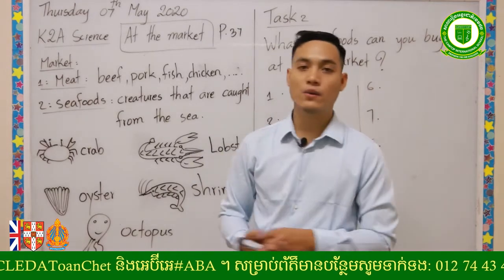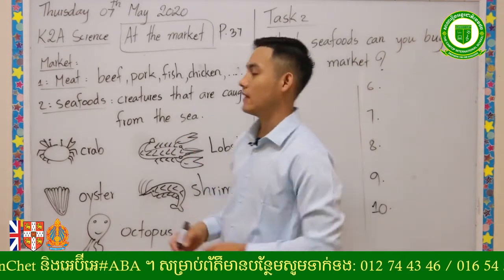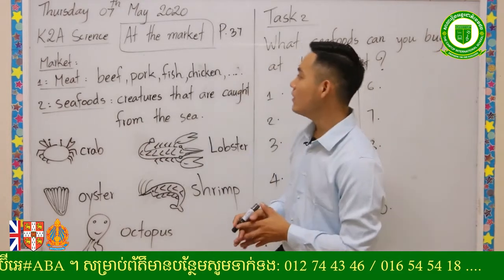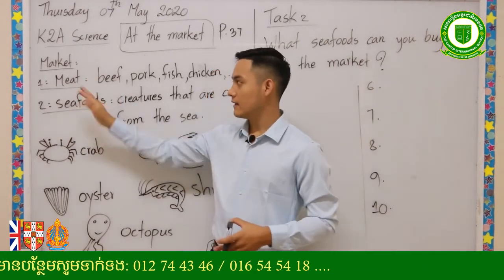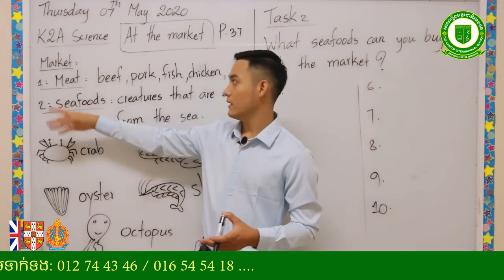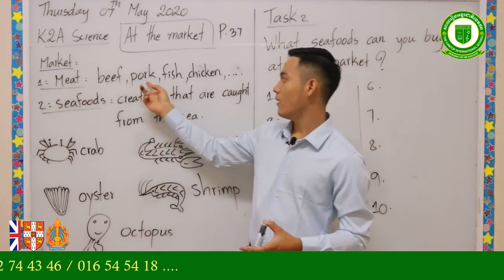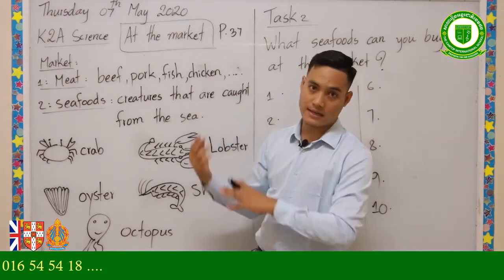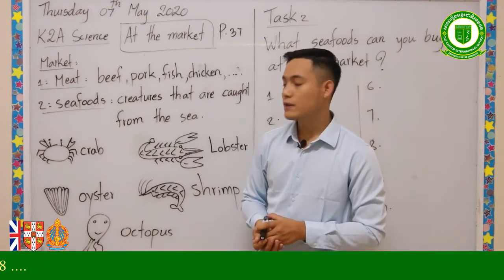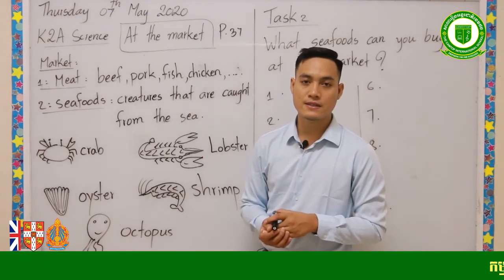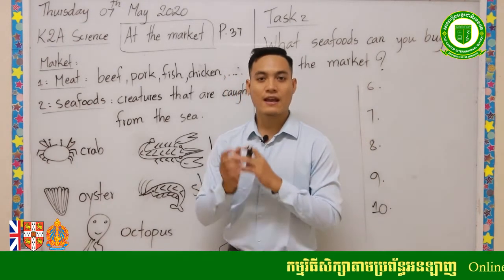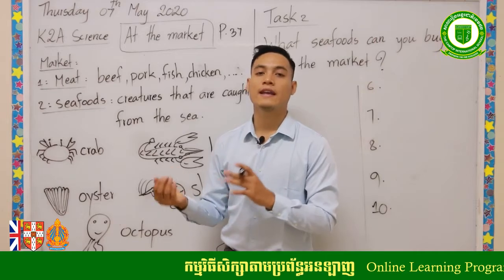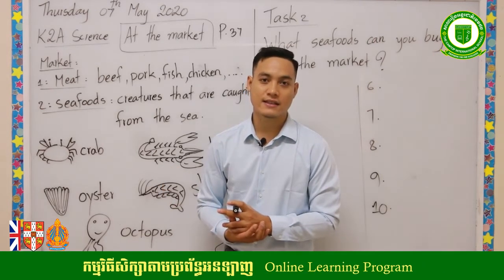Now we're going to continue our lessons about the market. Not only can you buy beef, pork, fish, chicken and other meat from the market, now we go to number 2, where we're going to learn about seafoods, which we can also find and buy from the market.